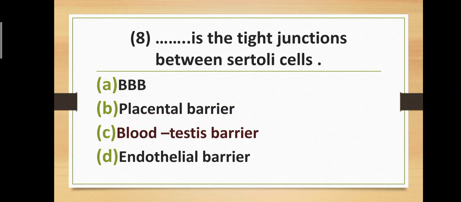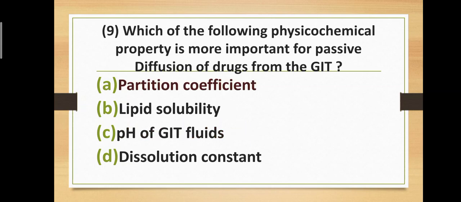Question number 8. Dash dash is the tight junctions between sertoli cells. Option A BBB, that means blood brain barrier. Option B placental barrier. Option C blood testis barrier, and option D endothelial barrier. So correct answer is option C blood testis barrier. Blood testis barrier is the tight junctions between sertoli cells.